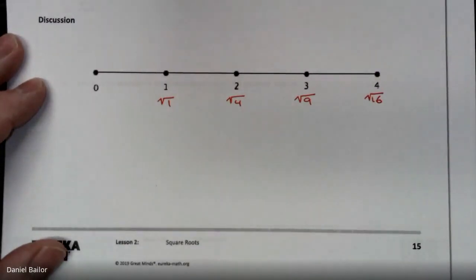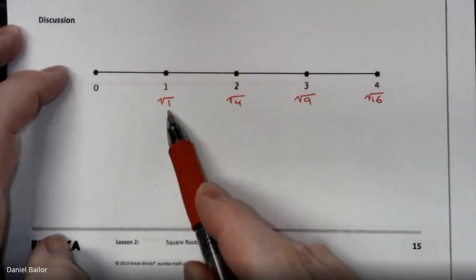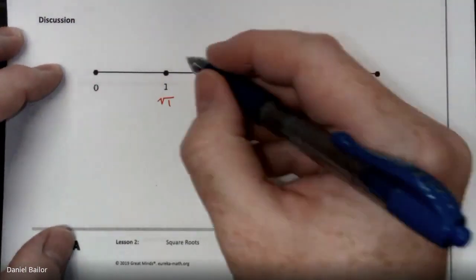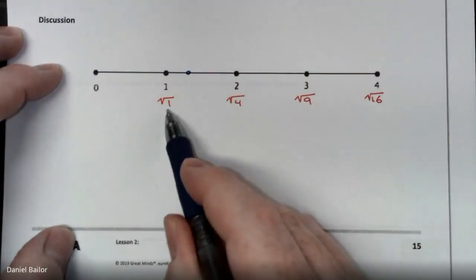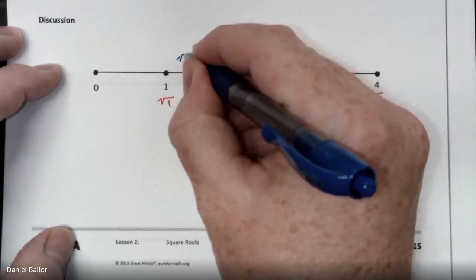What we're curious about right now is showing you where the other square roots are. So for example, the 1, the 4, the 9, the 16 are what we call perfect squares. But you can see, what about the square root of 2? Where does the square root of 2 fit in? Well, the square root of 2 is going to be bigger than the square root of 1 and smaller than the square root of 4.